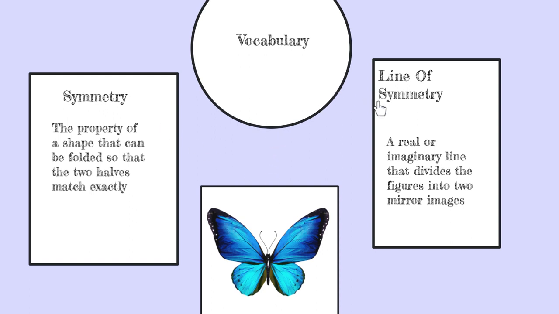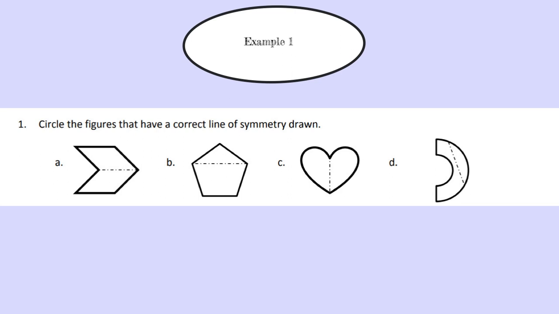Then moving on to line of symmetry, it is a real or imaginary line that divides the figures into two mirror images. So again, if I were to have a line right here and it folded into two perfect halves that match exactly, this line would be considered the line of symmetry. Since we have already gone over our vocabulary, it's time to start on example 1.